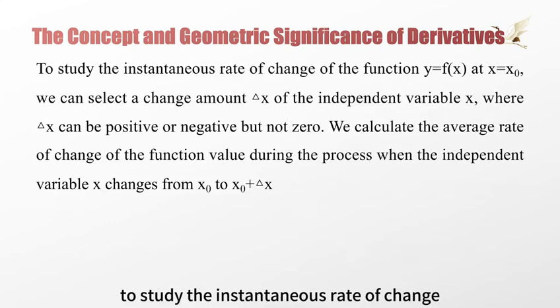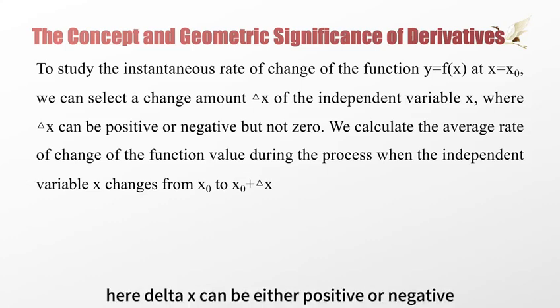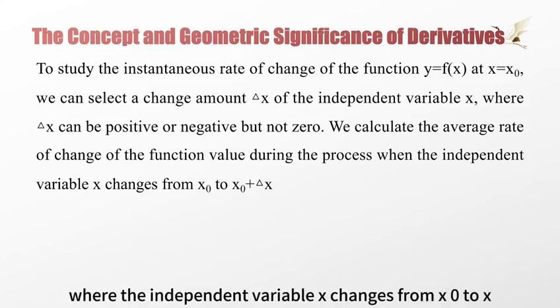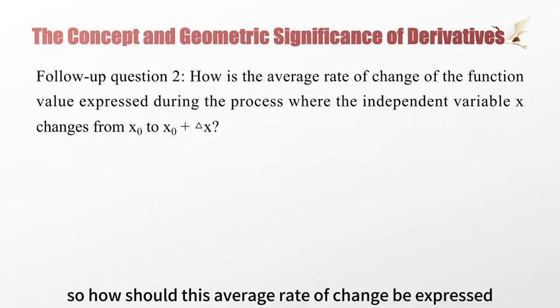To study the instantaneous rate of change of the function y equals f(x) at the point where x equals x0, we can select a change amount delta x for the independent variable x. Here, delta x can be either positive or negative, but not zero. We calculate the average rate of change of the function value during the process where the independent variable x changes from x0 to x0 plus delta x. So, how should this average rate of change be expressed?